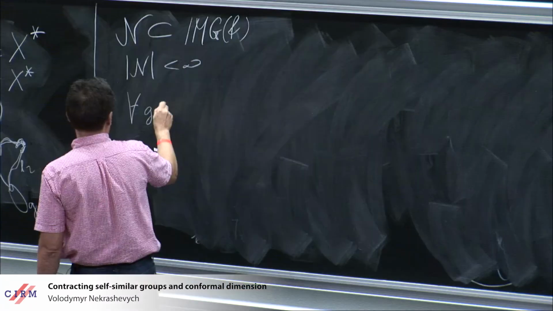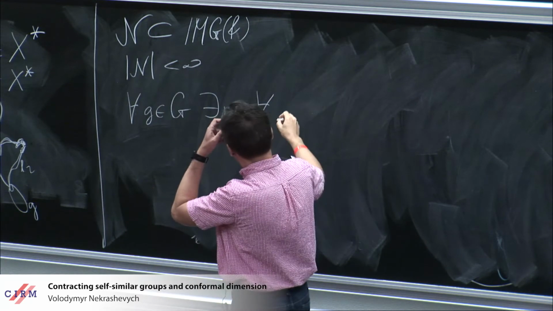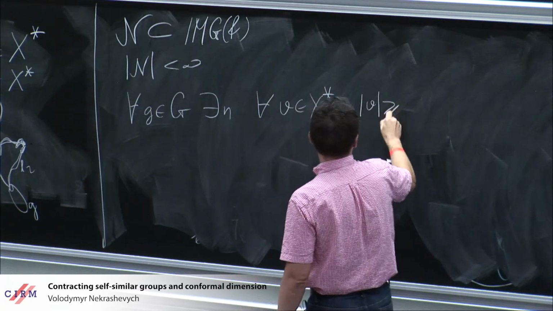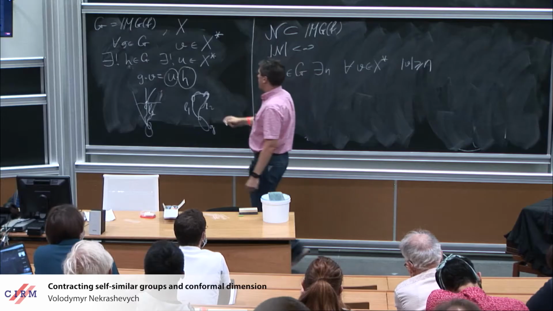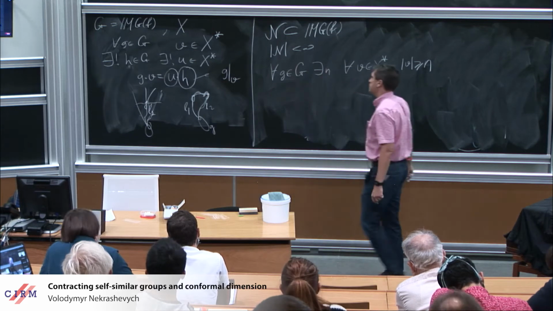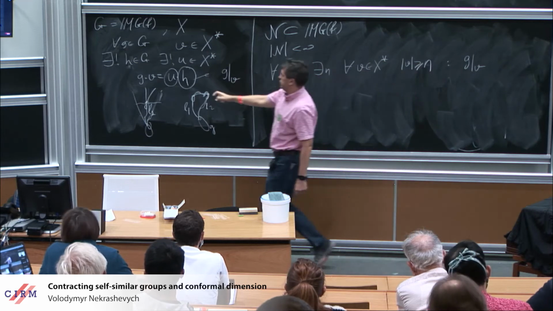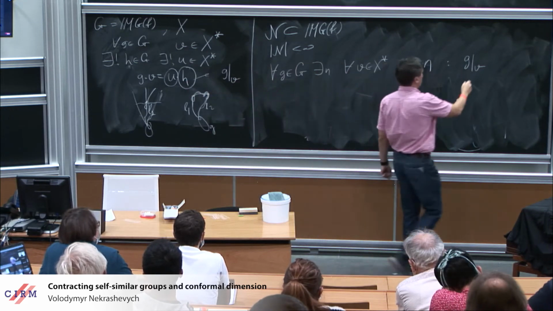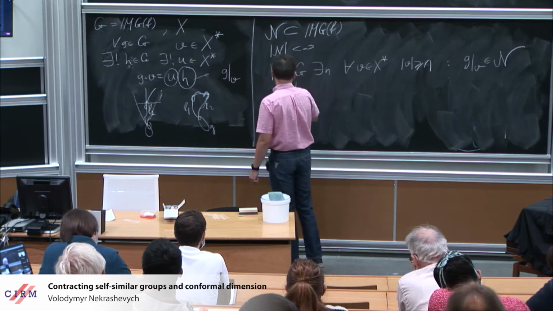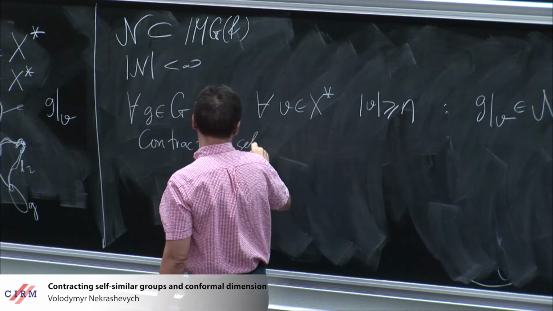So for every group element g, there will exist n such that for every v in X star of length n or more, let me denote this element h by g with index v. This g with index v, so this element which you get over here, belongs to this finite set. And such groups are called contracting self-similar groups. Such iterated monodromy groups are contracting self-similar groups.